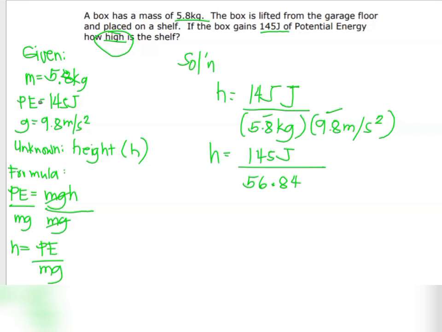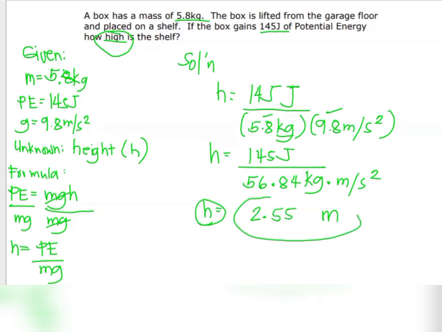Okay? And ano yung units? Copyin mo lang. So, kilogram meter per second squared. And then, pwede ka nang mag-divide. So, since we are looking for height, pwede mo na kaagad isulat class yung unit, which is meters or m. Then, divide mo na. 145 divided by 56.84, you will get 2.55 meters. So this is now our answer. So that's it. I have shown you how to solve for the potential energy, for the mass, and for the height.